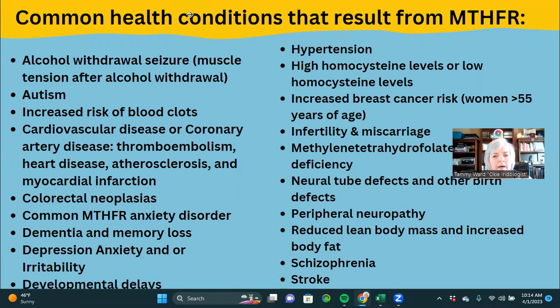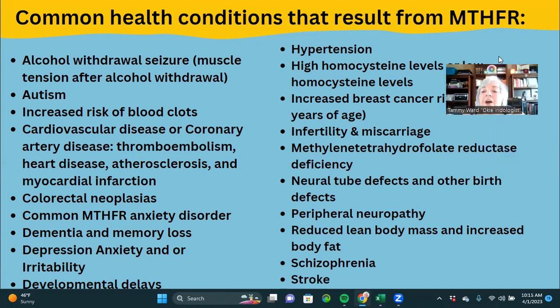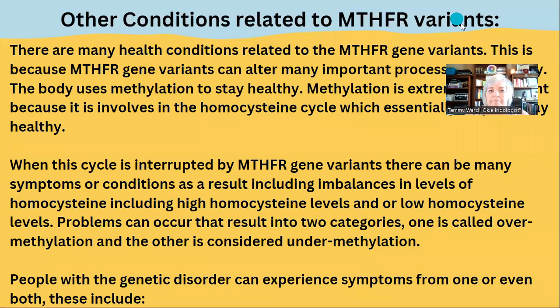So you're getting a pretty good picture here. It's all about the homocysteine levels. Increased breast cancer risk, women over 55 years of age, infertility and miscarriage, methylenetetrahydrofolate reductase deficiency, neural tube defects and other birth defects, peripheral neuropathy, reduced lean body mass and increased body fat, schizophrenia, and stroke are just some of the things. Other conditions related to the MTHFR variants.